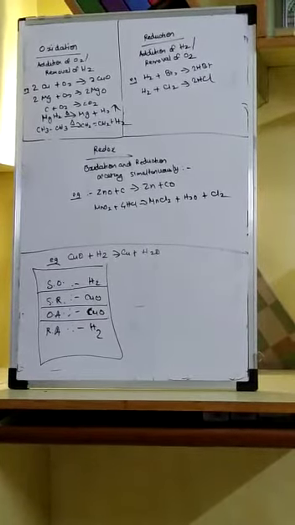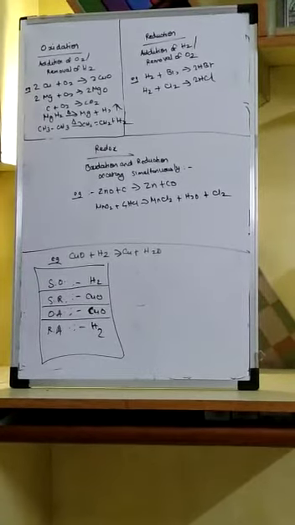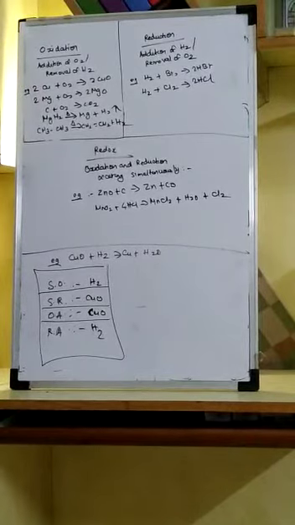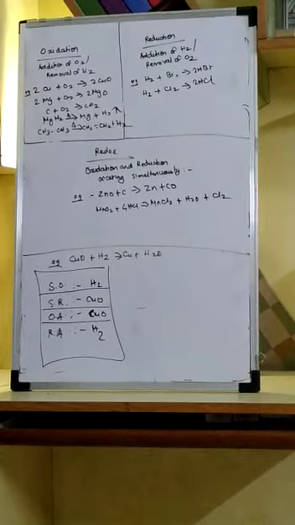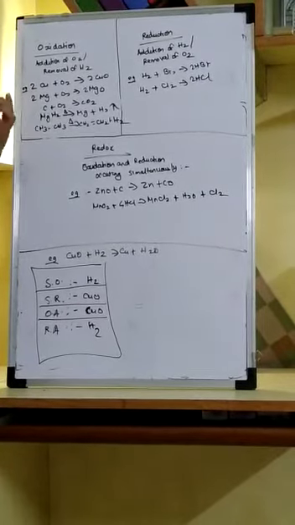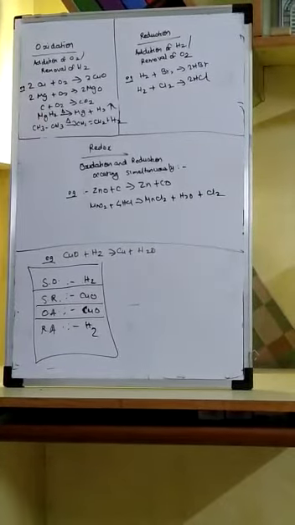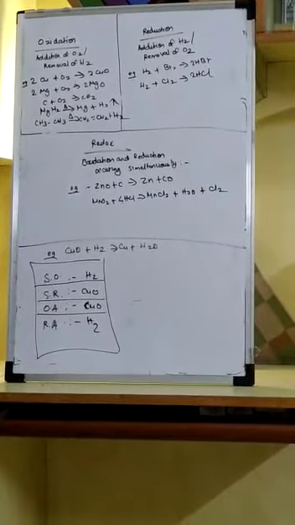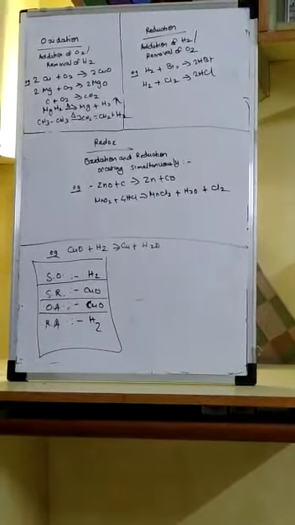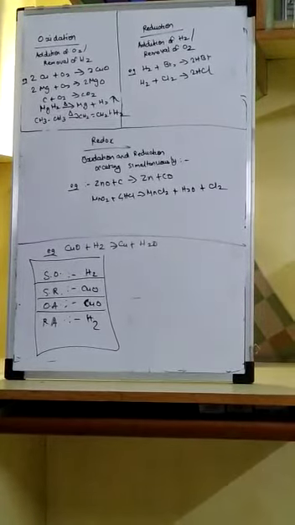So we see a few examples here. When oxygen is added to copper, it becomes CuO. When oxygen is added to magnesium, it becomes MgO. Carbon plus oxygen gives carbon dioxide. MgH2, which is magnesium hydride, upon heating will give me magnesium plus hydrogen. Hydrogen is being removed from magnesium hydride. So that is oxidation.